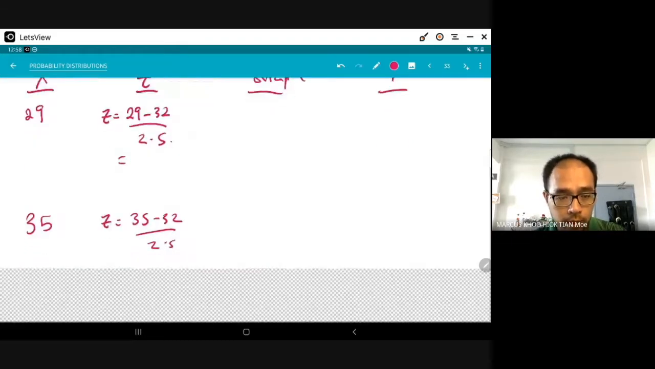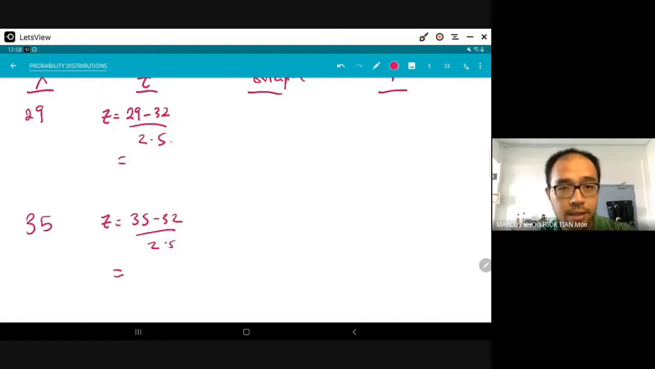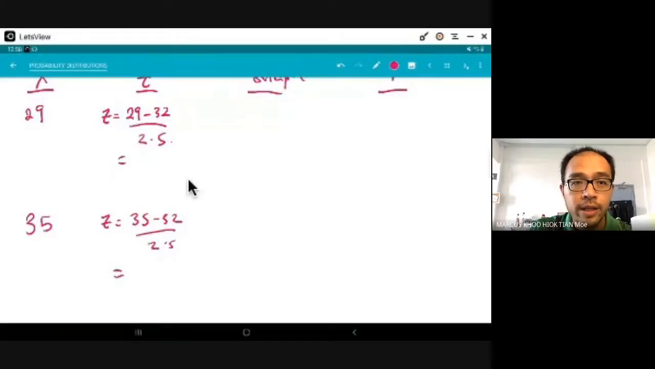Okay, can somebody else please give me the answers for this, please? Kalau exam kena bagi table. Yes, of course kena bagi table.